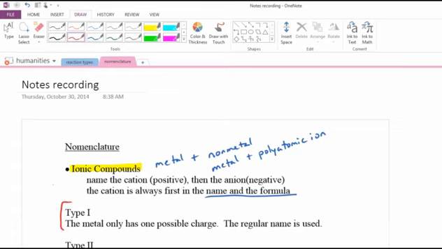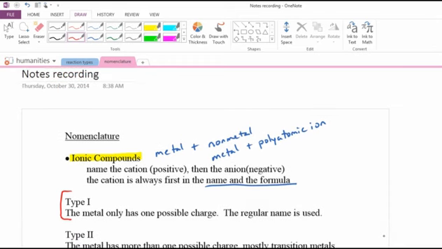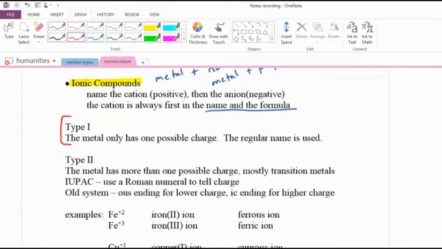So the first type we have are when the metal only has one possible charge. And this happens mostly with representative elements, which are the ones in the tall columns. And they just get their name used.